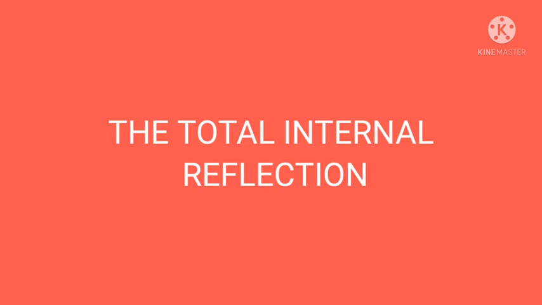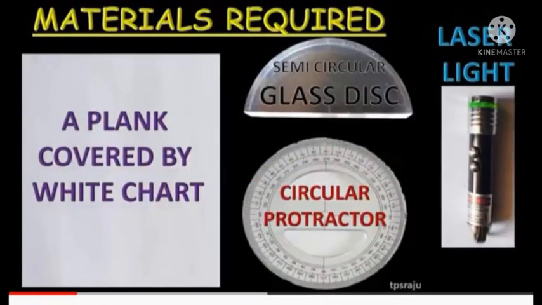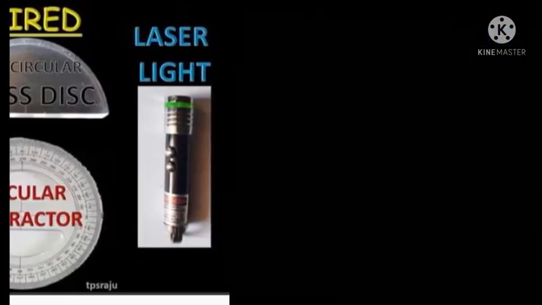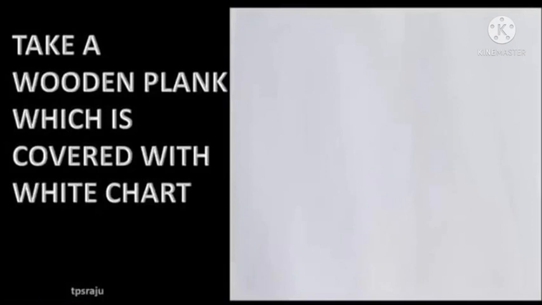By doing an activity, we know about a critical angle and a total internal reflection. For this activity, we need a plank covered by white chart, semicircular glass slab, circular protractor, and laser light. Take a wooden plank which is covered with white chart.